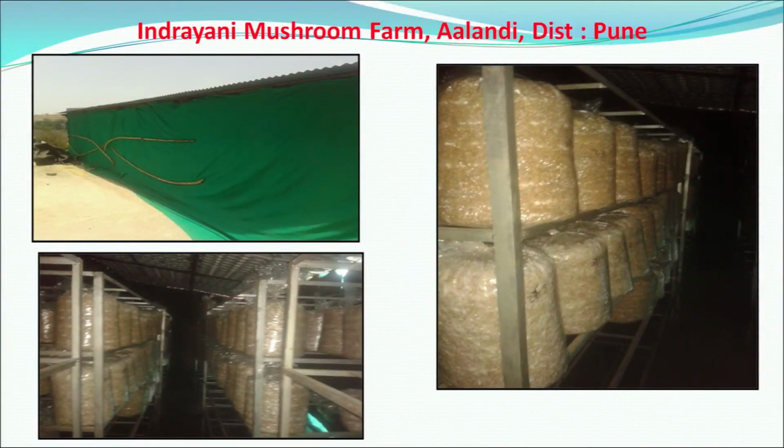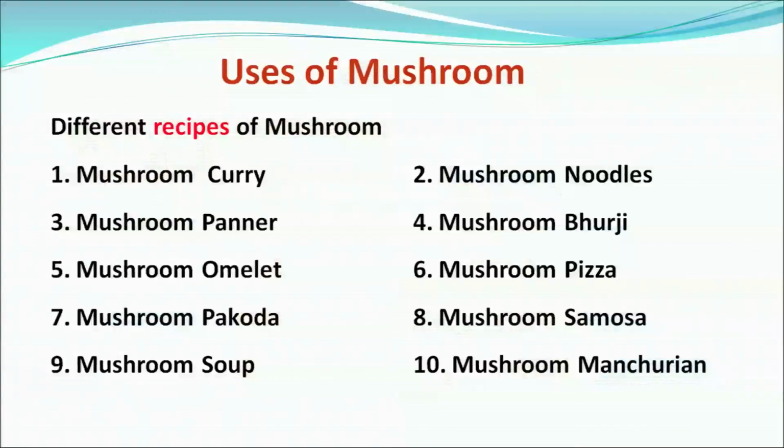Here you can see the beautiful spawn run, and here the spawning has been done by the layer method. So, you can see how the bags have to be prepared. Then the uses of mushroom, post harvest uses. There are different recipes: mushroom curry, mushroom noodles, mushroom paneer, mushroom bhurjia, mushroom omelette, pizza, pakoda, samosa, soup, and Manchurian. So, different types of products can be prepared with this mushroom.